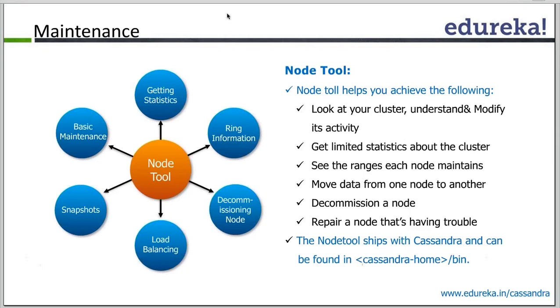Cassandra provides you a tool called nodetool. Nodetool helps you achieve all these things. It looks at your cluster, understands and modifies its activity. It gets limited statistics about the clusters. You can see the range each node maintains. You can move data from one node to another. You can decommission a node. You can repair a node that's having trouble. Nodetool is available by default in the open source distribution itself.